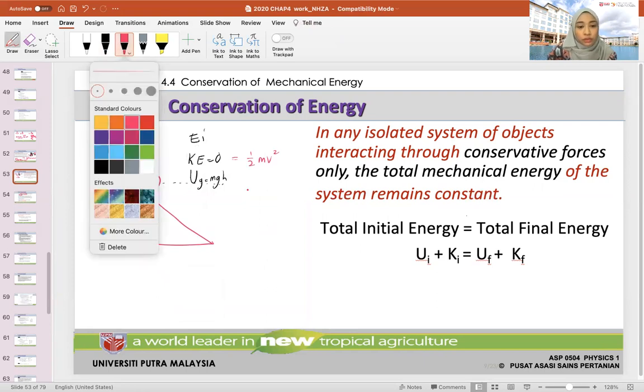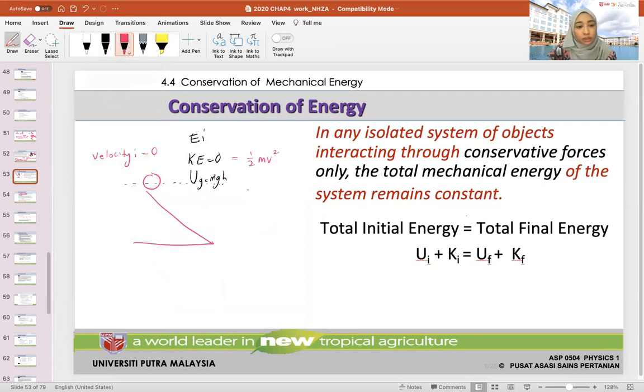So this is our initial condition. Now I have KE and I want to know what my UG is. My incline is 10 meter from the ground. So I have mass, I have gravity, I have some height. So I can say this ball has some UG. Let's say the mass of the ball is 2 kilogram, so 2, 9.81 and 10. My initial energy for this ball is equal to 0 plus 2 times 9.81 times 10.